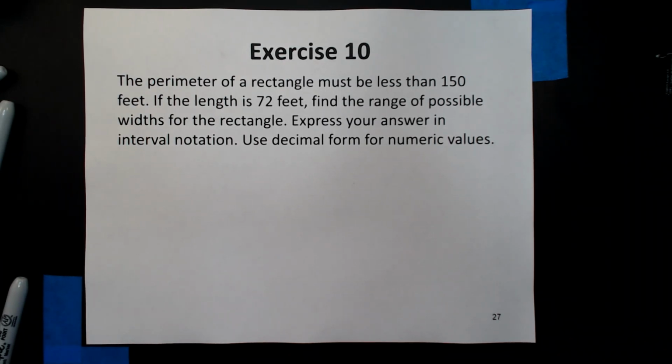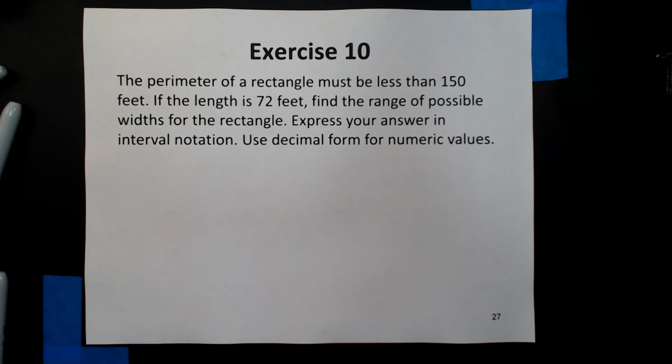The perimeter of a rectangle must be less than 150 feet. If the length is 72 feet, find the range of possible widths for the rectangle. Express your answer in interval notation. Use decimal forms for numeric values when needed.